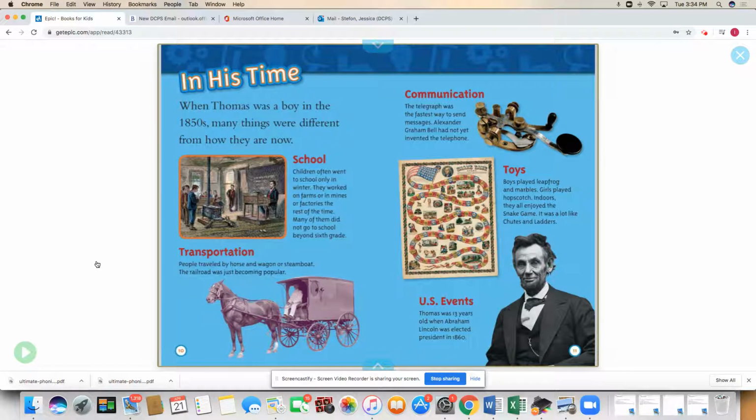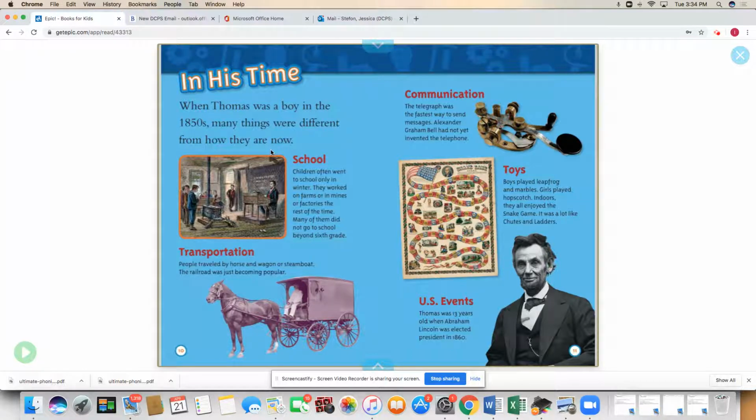This is really interesting. This is just trying to show you that when Thomas Edison lived, this was a long time ago in the past. So the author wants you to see how different life was then. In his time is our heading. And we know that's telling us it's going to show us all different things that happened when Thomas Edison was a boy. Thomas Edison was a boy in the 1850s, and many things were different from how they are now.